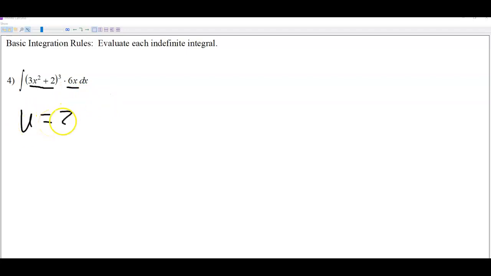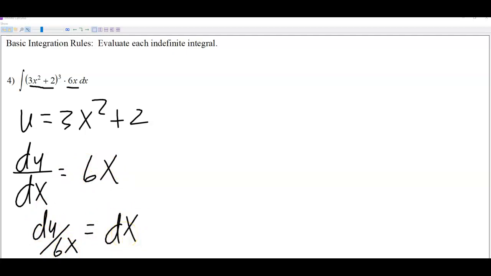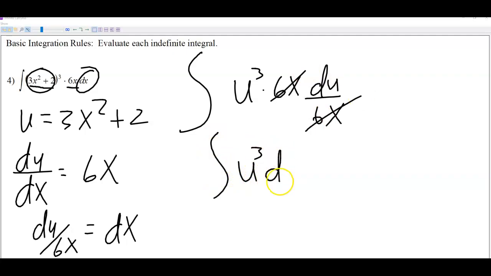So u is equal to 3x squared plus 2, which means that du/dx is equal to 6x, which means that du over 6x is equal to dx. Next, we're going to do the U substitution. We're going to replace that whole thing with u, and we're going to replace that with du over 6x. And notice that those go away, leaving me with a cleaner looking expression. Doing our integration, it's a power rule, so I would just add 1 to the power, divide by that value, and put plus c.